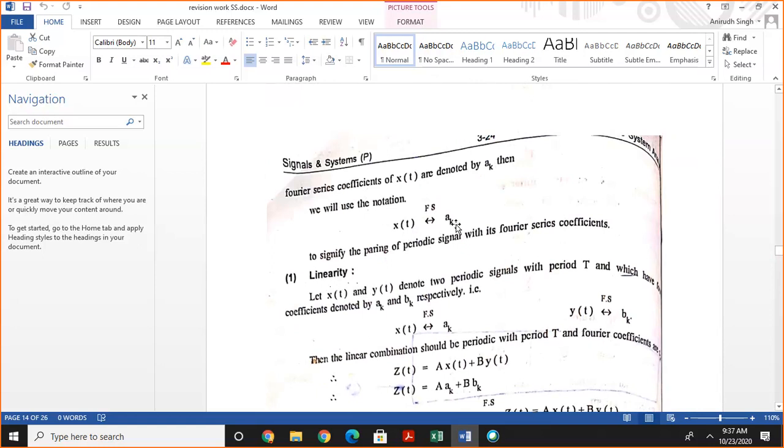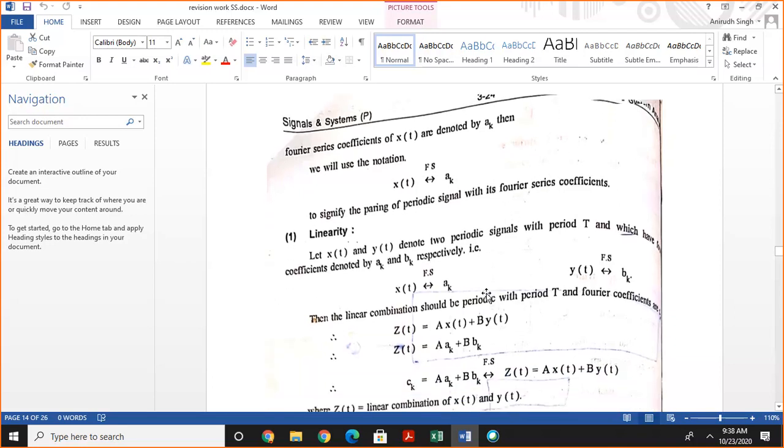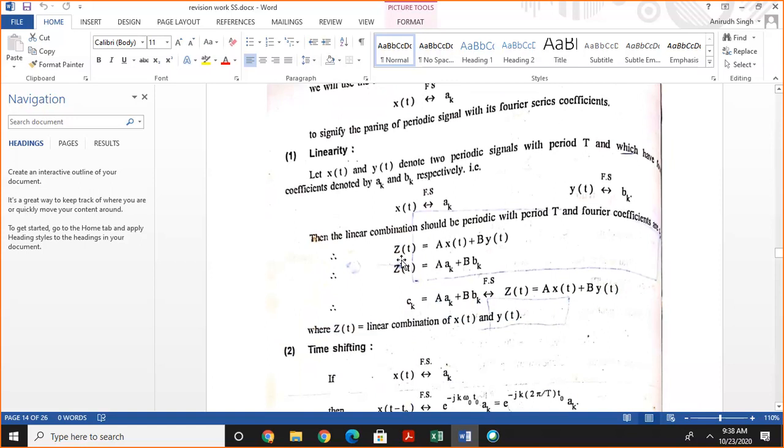And here we draw the spectrum of the rectangular pulse waveform. This is known as the sinc function. This is the amplitude spectrum of the rectangular pulse. Then some properties of the Fourier series. First is linearity.